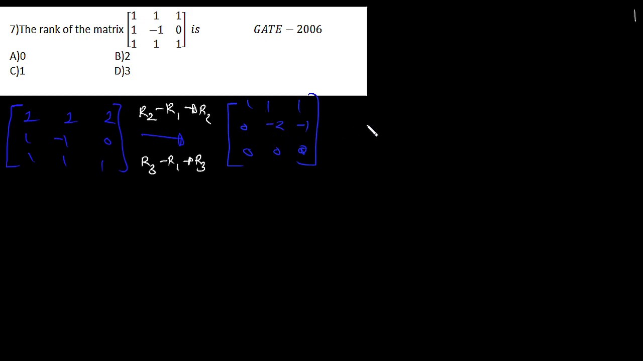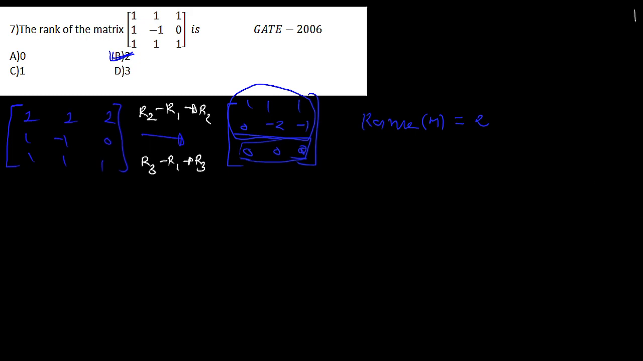So we can say that the rank of our given matrix is 2, because there are two rows which are linearly independent. We do not count this third row, which is the null row 0 0 0. So the rank of this matrix is 2.